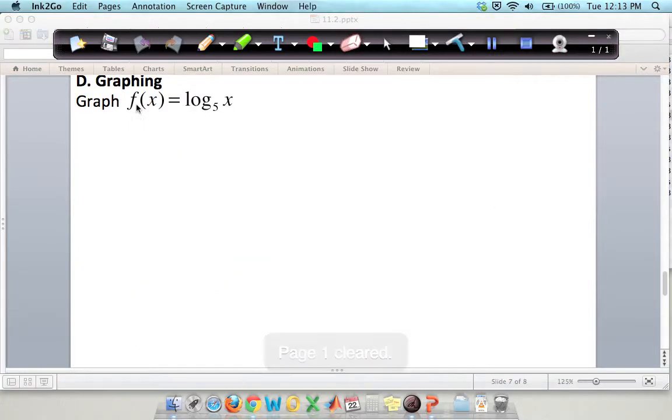Okay, to graph, we're actually going to do this a little bit differently. We can't graph base 5 on your calculator. You could do base 10, and so I'm going to show you a different way to graph. This is what y equals log base 5 of x. I'm going to rewrite it as an exponential. This says 5 raised to the y power is x. That's what I'm trying to graph.